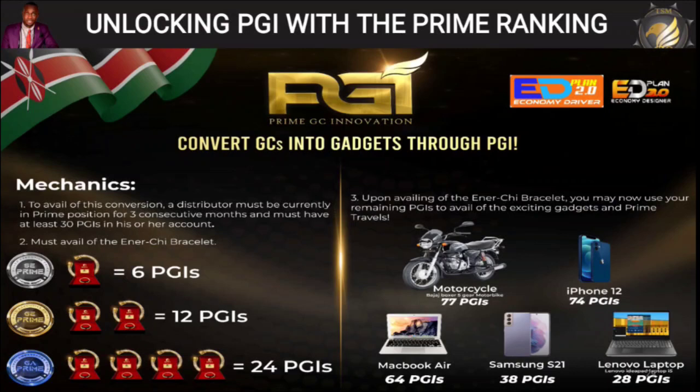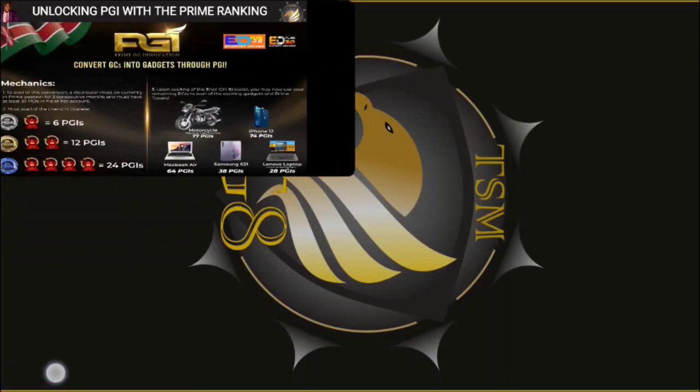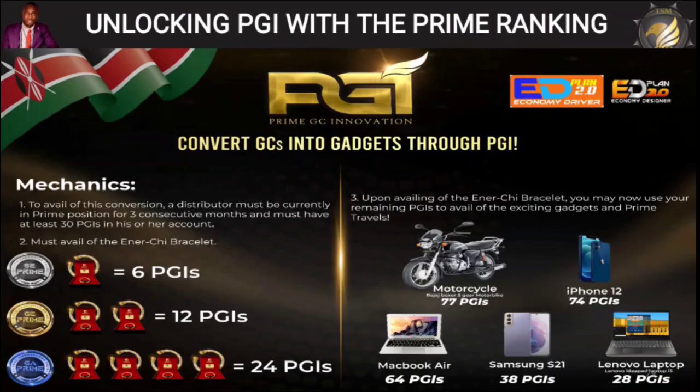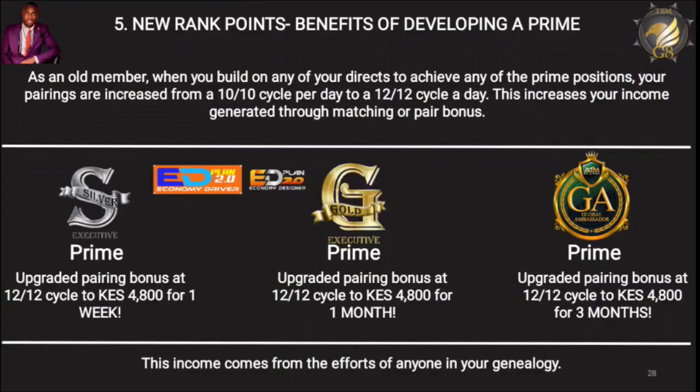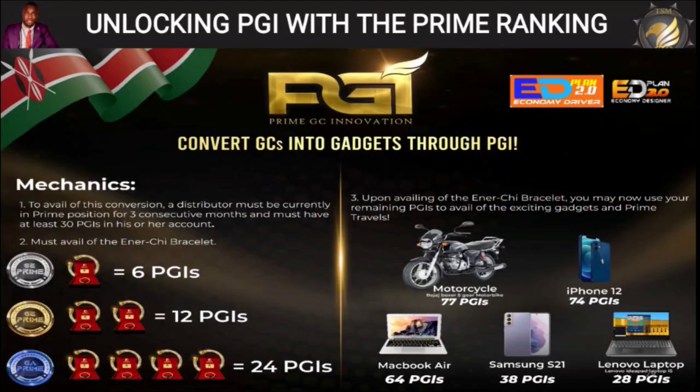Once you have done that, the first thing that happens: if you're a silver executive prime, you have to redeem one NHE bracelet. If you're a gold executive prime, you'll have to redeem 2 NHE bracelets. If you are a global ambassador, you have to redeem at least 3 bracelets. That is basically what happens, okay? So you have to redeem 3 bracelets, and then after redeeming the 3 bracelets, you unlock what you call the PGI Innovation.